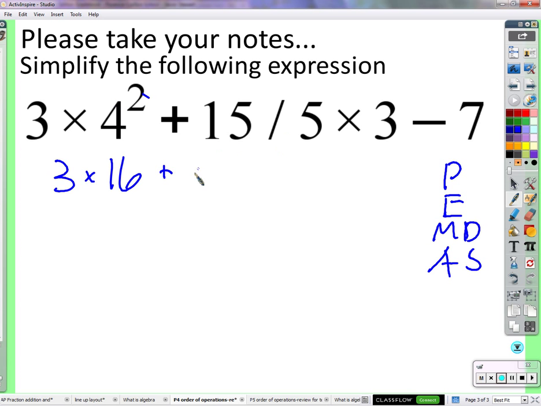Okay, so we can do that at the same time as we did this step. 15 divided by 5 is 3. Times 3, so we'll just carry that through. Minus 7. We should not subtract 7 from 3 because that multiplication should come first. The order is basically how do you choose? Every number seems to be involved in at least two operations, as many as two operations.